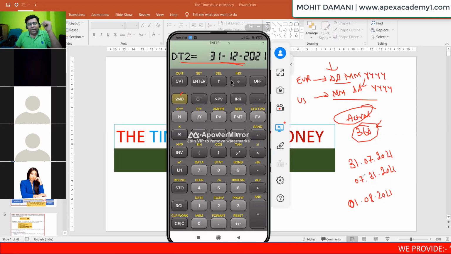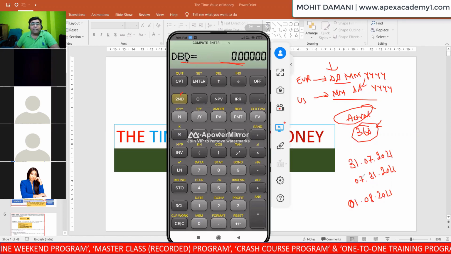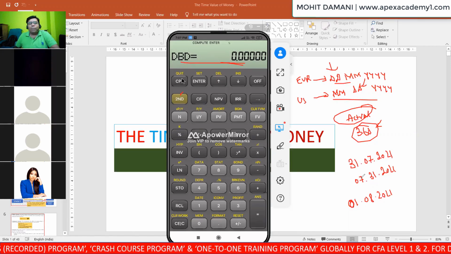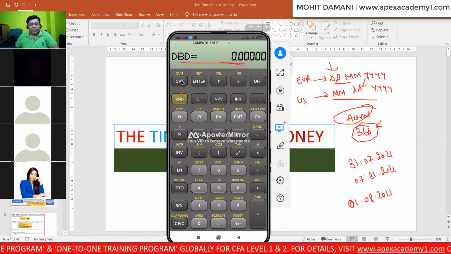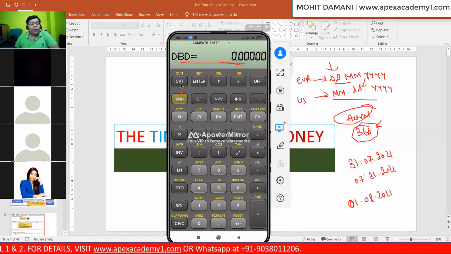If my friend who is using the US format MMDDYY, how will they enter? 12.3121. They will be able to enter that. Then press arrow down. This is DBD, days between dates. Now you want to compute the DBD. The CPT button will help. CPT stands for compute, and you can also see the compute word is activated.